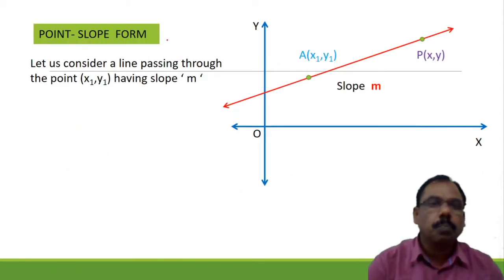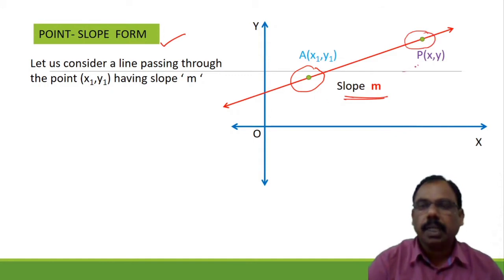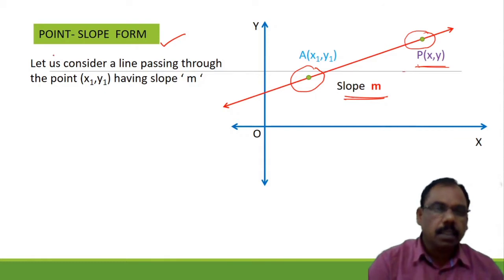Now we come to point slope form. We consider a line that is passing through the point A (x1, y1) with slope m. P(x, y) is a general point on the line. Since the slope of the line is given to be m, we know that m is equal to (y2 minus y1) divided by (x2 minus x1).